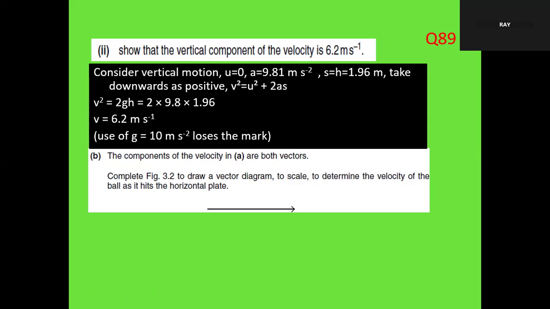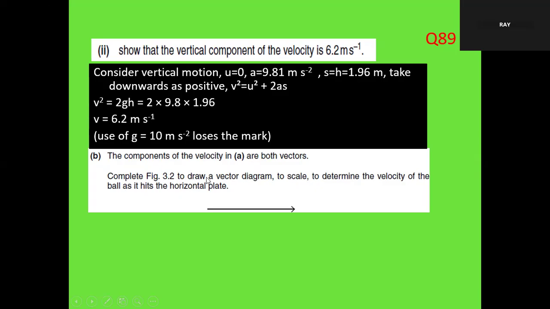Right? Cannot use g as 10. It's 9.81. You will lose a mark. That means your answer is wrong. You will gain some marks. The components of velocity are both vectors.